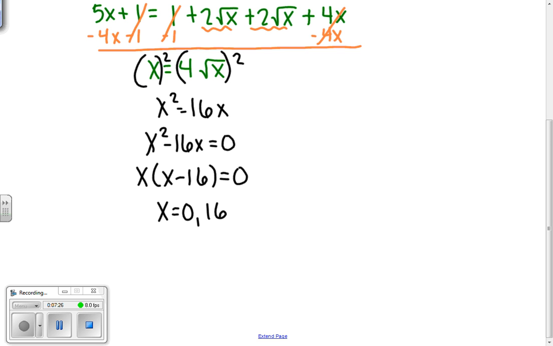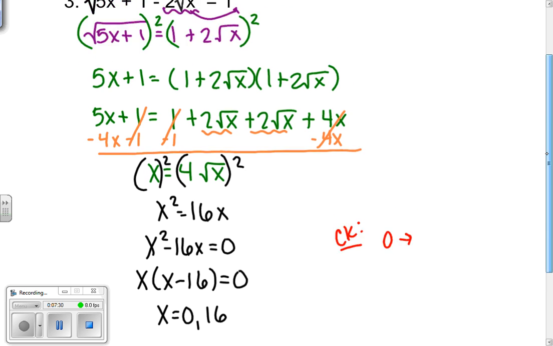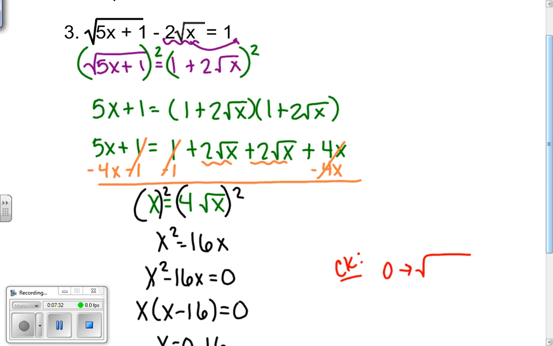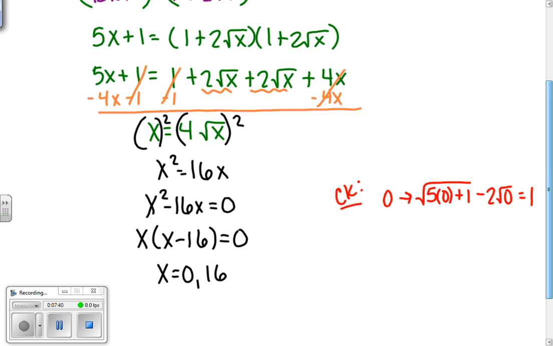I'm going to check those both. Check the 0 first. So the square root of 5 times 0 plus 1 minus 2 times the square root of 0 should equal 1. 5 times 0 is 0, plus 1 is 1, and the square root of that is 1. The square root of 0 is 0, times 2 is still 0, and 1 minus 0 equals 1. That one works. I'm going to check 16.